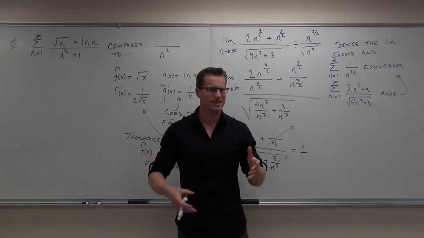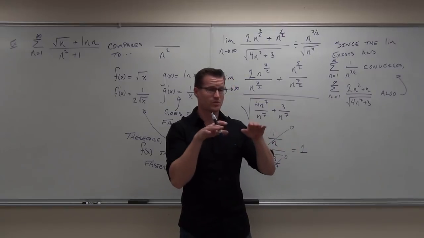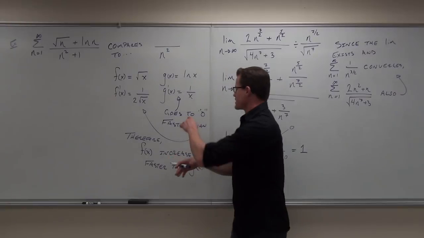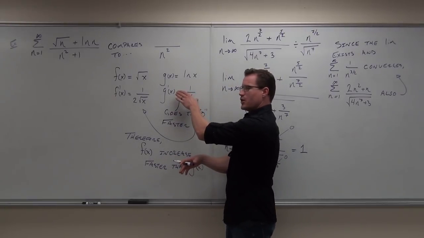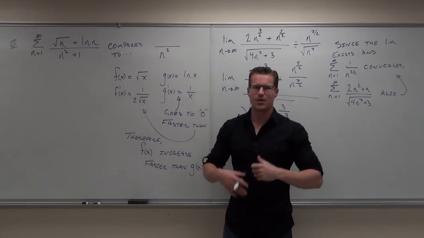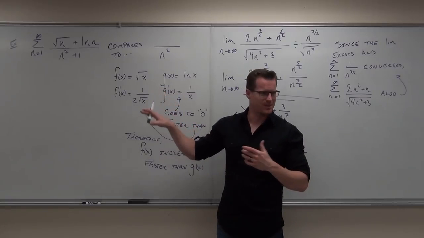This is the basic idea. Does that make a little bit of sense to you? It's kind of weird, right? You're using a derivative to say which one goes to 0 faster, which one slows its increasing behavior faster. Since this goes to 0 faster, this slows its increasing behavior faster than this one does. That's the idea. This will always be increasing at a faster rate than this one. Does that make sense to you?